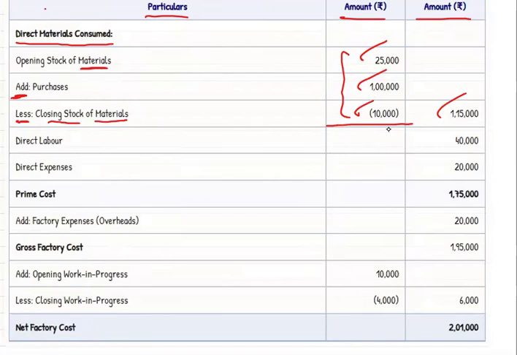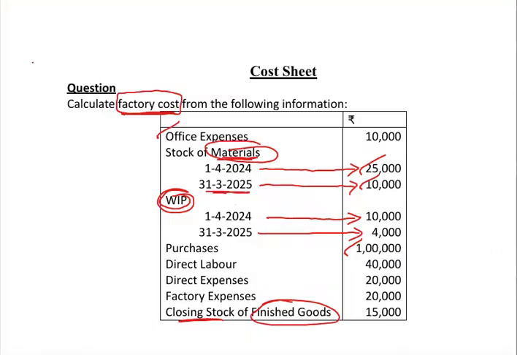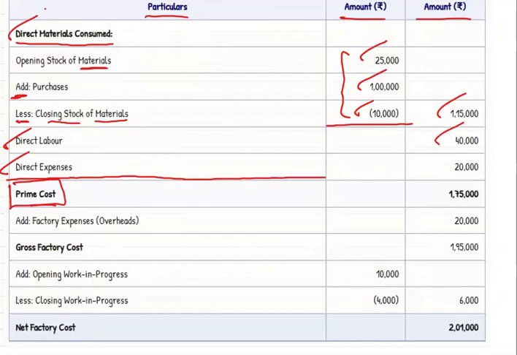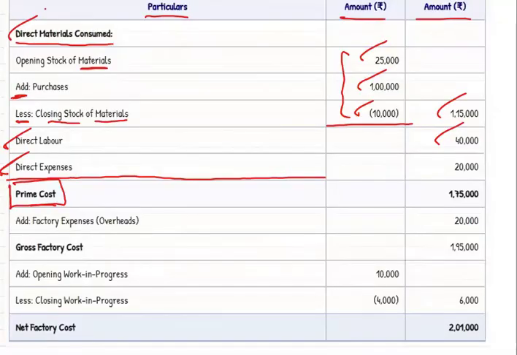So this is one part. There are three parts in prime cost: the first part is direct material, the second is direct labor, and the third is direct expenses. Adding these three, we get the prime cost. We are done with the direct material consumed. Next is direct labor, which is 40,000, taken in the outer column. Next, direct expenses are 20,000, taken in the third part.